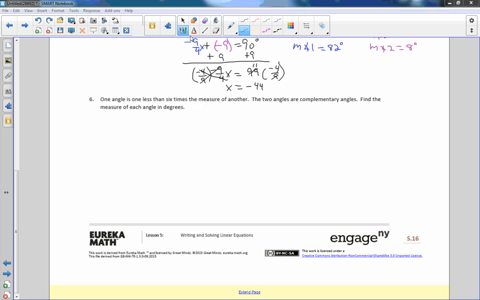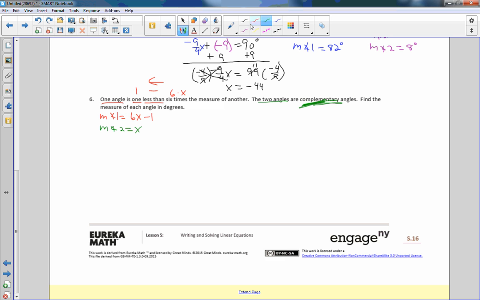Okay, last one. We're almost there. One angle, the measure of angle 1, is 1 less than, minus, reading right to left, 6 times the measure of another. So 6x minus 1. One angle is 1 less than 6 times the measure of another angle, so the measure of the other angle is just simply x. The two angles are complementary. Complementary, add up to 90 degrees.